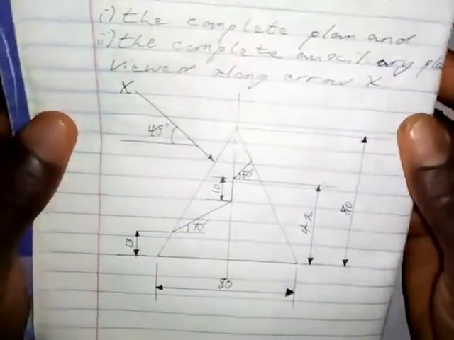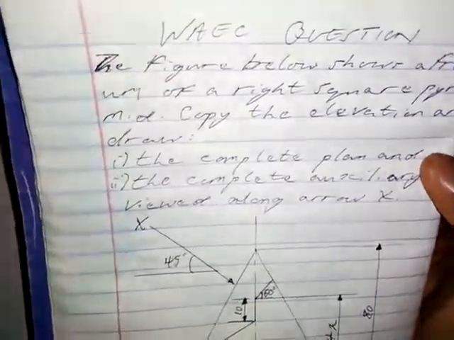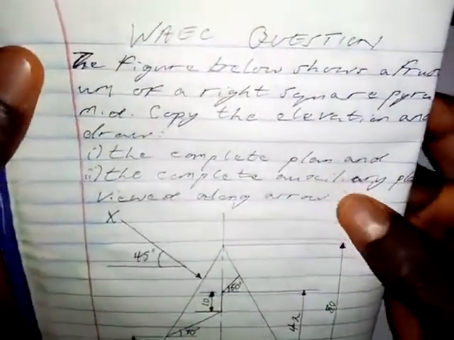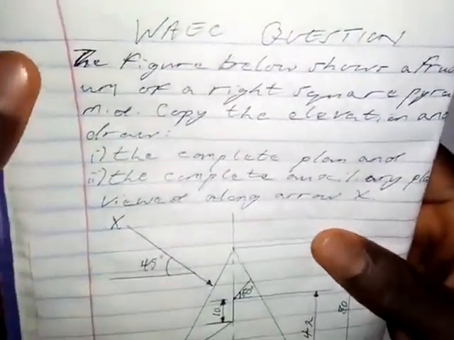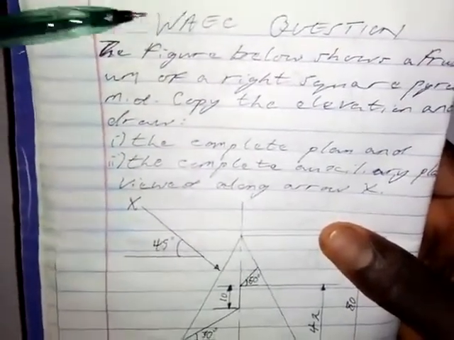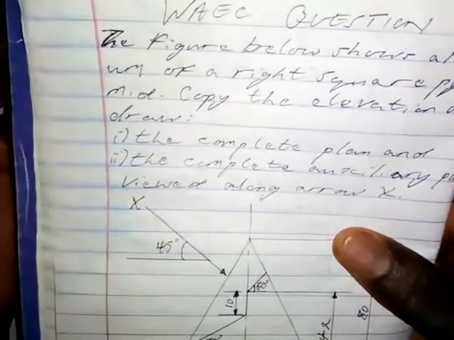Here I want to show you how to solve this question, which happens to be a WAEC question. So this is the diagram, but first let us look at the question, what the question says and what we are asked or they want us to do. Here we have that the figure below shows a frustum of a right square pyramid.